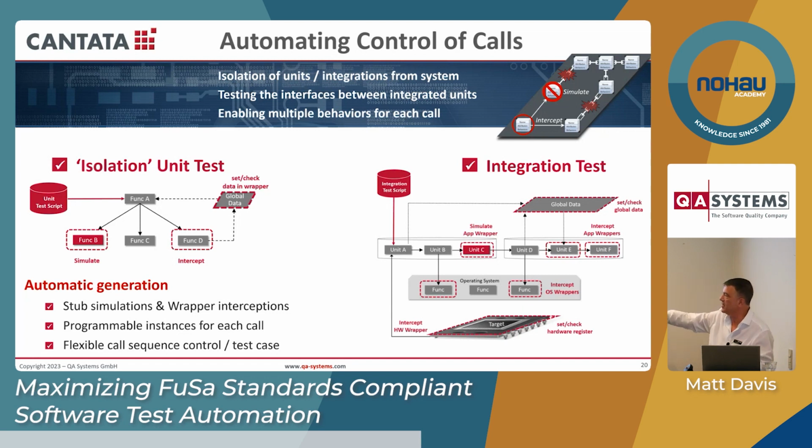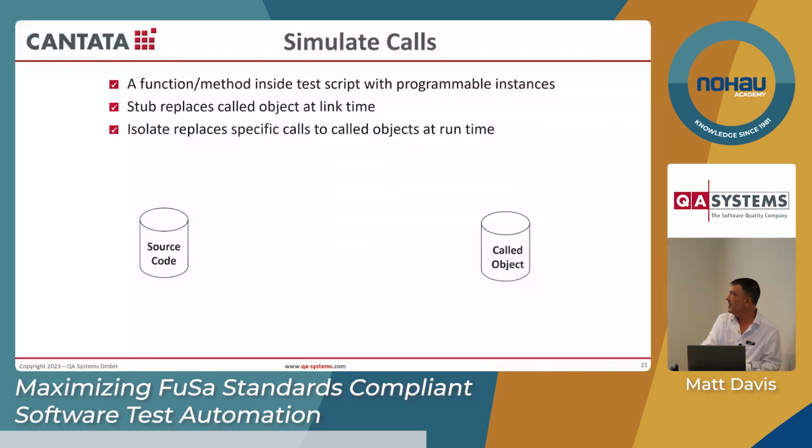So when it creates tests, it will create stub simulations or wrapper interceptions automatically for you with default programmable instances. So each programmable instance can do a different thing each time a call is made. And you can have flexible call checks to check the sequence and order of these for each test case.